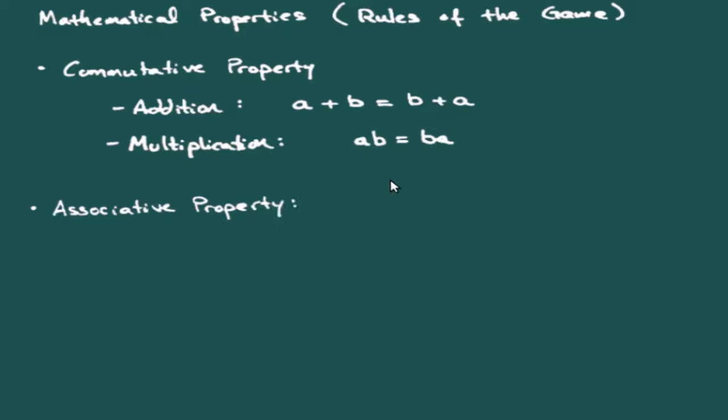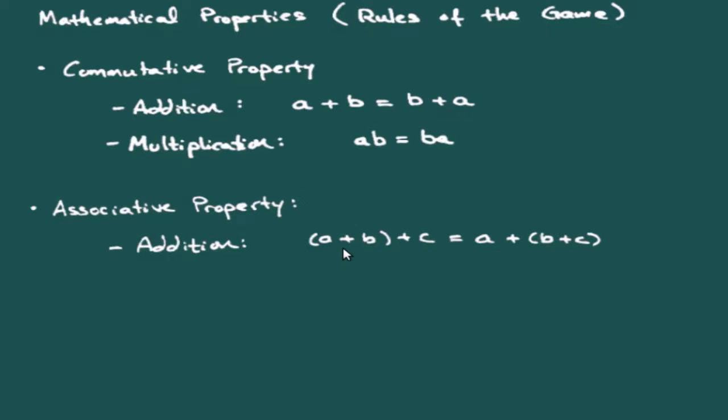Our second property is the associative property. Again, we've got two of those, one for addition. Now we're really kind of thinking of these as our order of operations as well. The parentheses are really telling you what to do first. And so we've got two additions going on here.